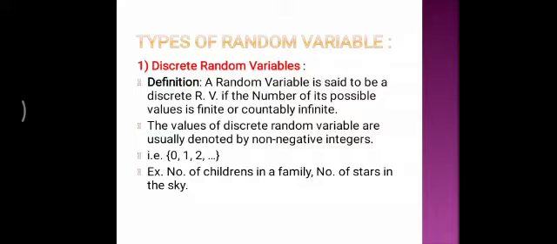The values of discrete random variables are usually denoted by non-negative integers. We know what the integers are: 0, 1, 2, 3 and so on. That is, we can write it as the set {0, 1, 2, 3, ... up to infinity}. An example of a discrete random variable is the number of children in a family.